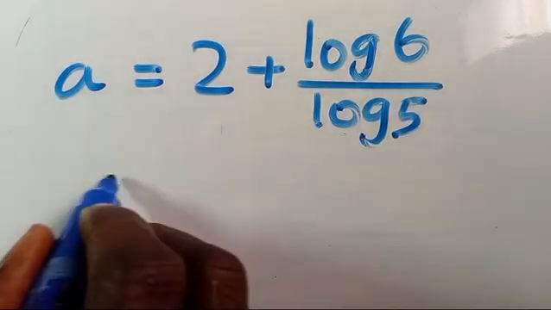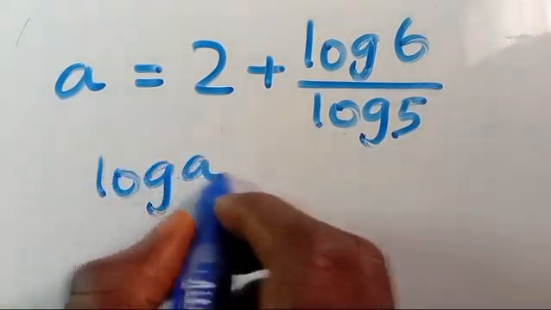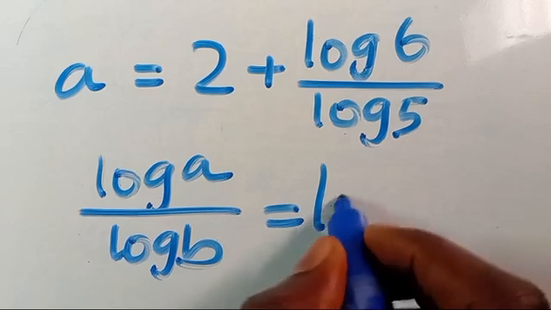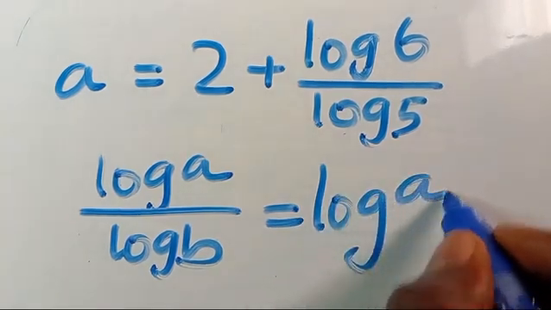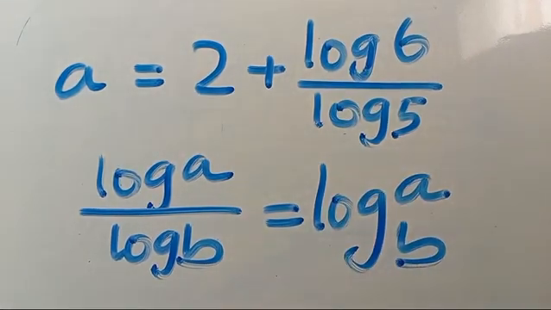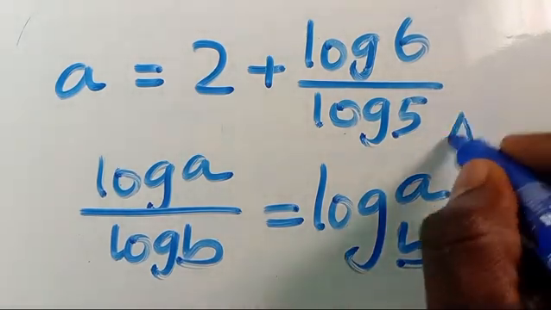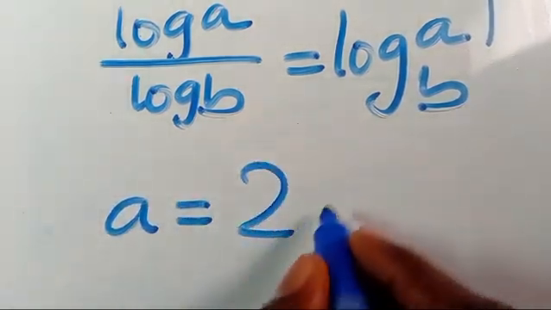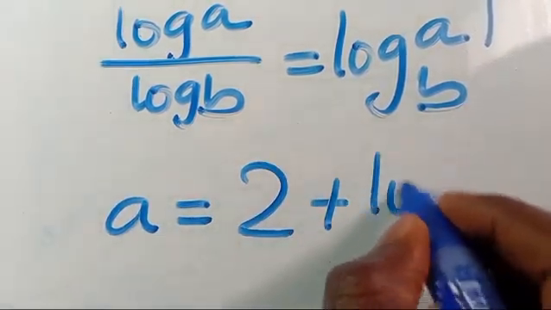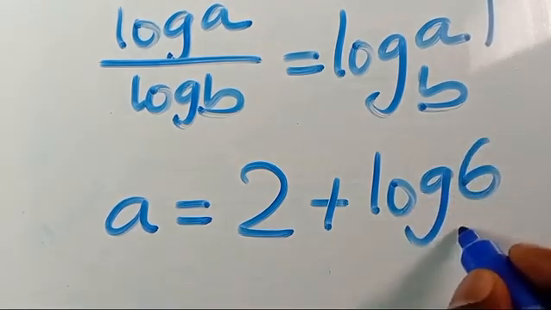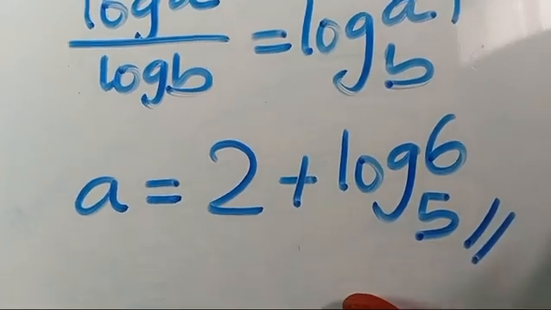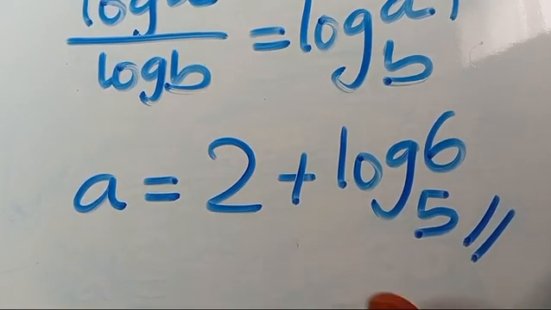Then let us record that when we have log A divided by log B, it equals log A base B. So when we apply this one here, a will be equals 2 plus log 6 in base 5. This is the final answer for the value of a. Then let us now check.